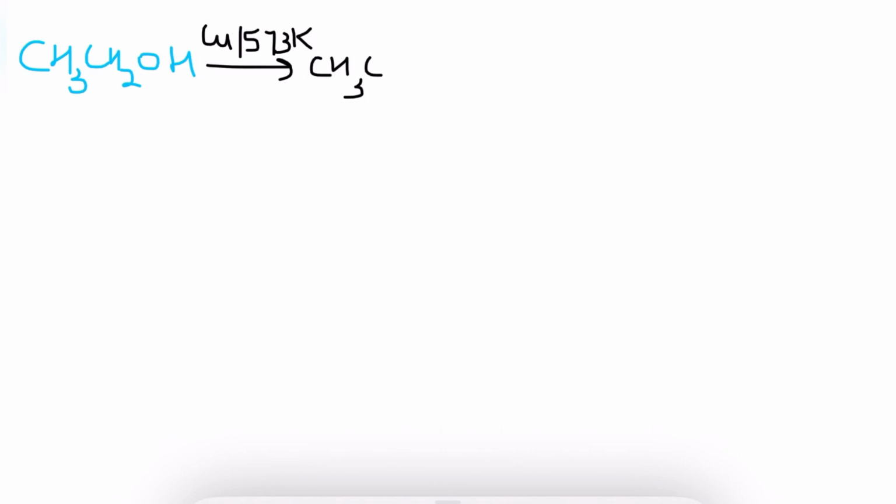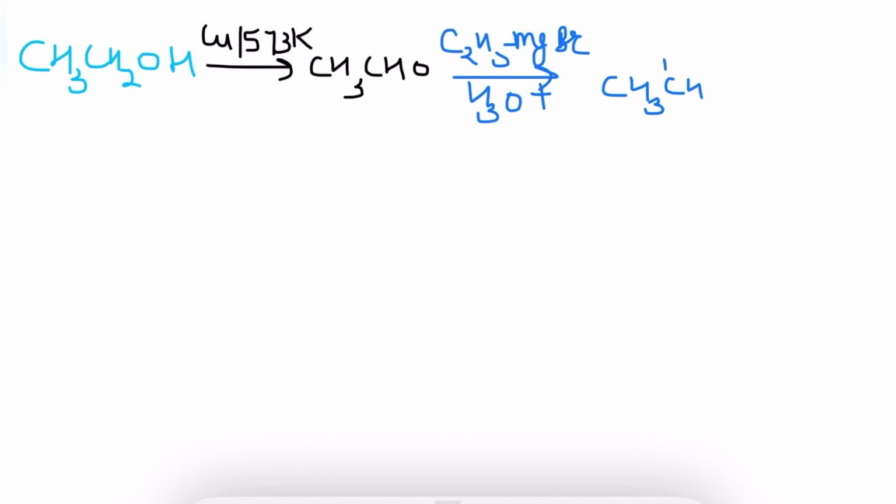For better understanding, let's take one more example. CH3CH2OH, ethanol, I am taking here. This ethanol on dehydrogenation, as it is a primary alcohol, changes into an aldehyde, CH3CHO. The aldehyde on addition reaction with Grignard, I am taking here C2H5MgBr, followed by hydrolysis. The resulting product here is CH3CHOHC2H5. I am writing C2H5 as CH2CH3 here.